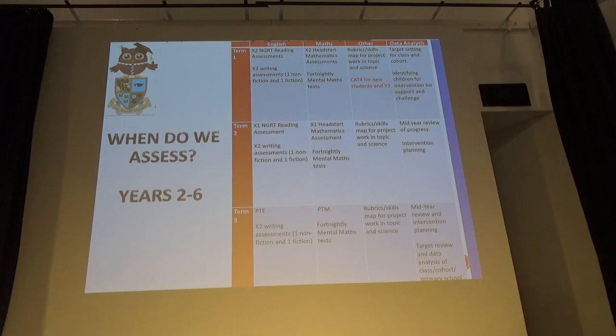In maths, we do a Head Start assessment. We do 2 maths assessments in the first term. The reason for that is it's a long term. So we do one in September and another one at the end of November, beginning of December. And we do another maths assessment in the spring term, and in the summer term we get our end of year levels in May with a PTM or progress test in maths.